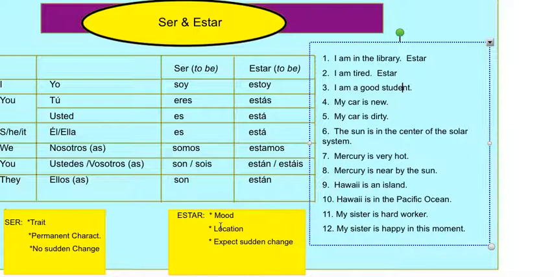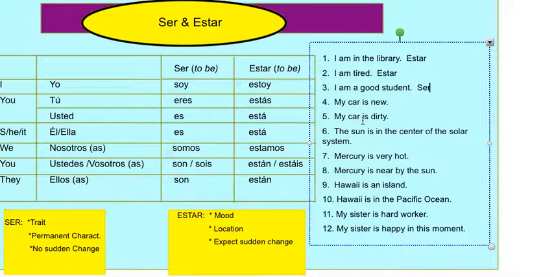I am a good student. Is it a trait of my personality or is it my mood? Well, it's a trait of my personality, so it will be ser. So this is the difference. You see the difference here. I am tired, I am describing a mood, it's estar. I am a good student, I am describing a trait, it's ser.